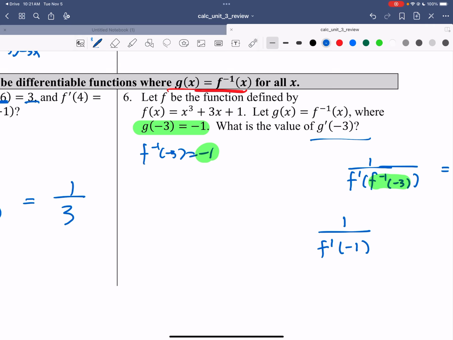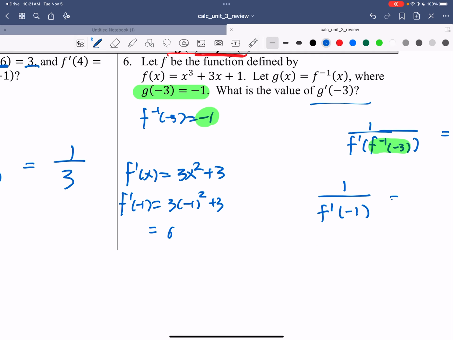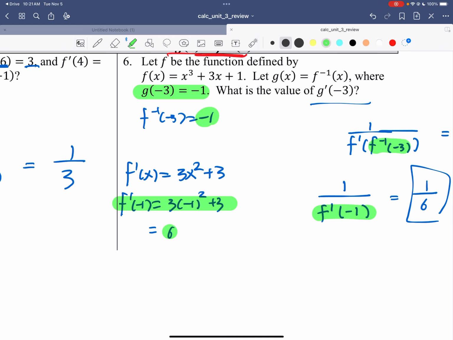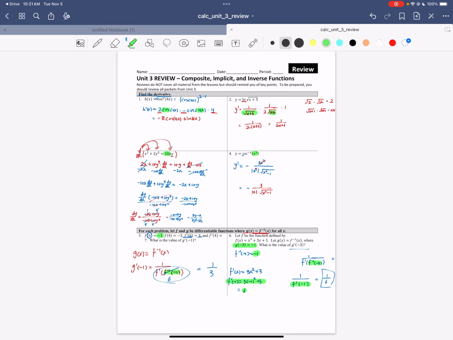Do you see? We have to find f prime, so we have to take the derivative. The derivative of this one is going to be 3x squared plus 3. Now I have to plug in negative 1. 3 times negative 1 squared plus 3, which you are going to get 6. So this is equal to 1 over 6, because this is 6.